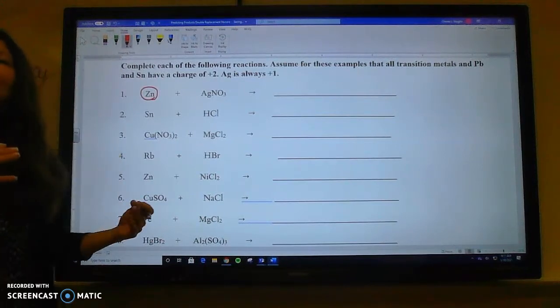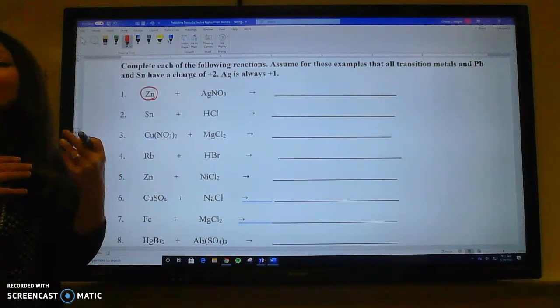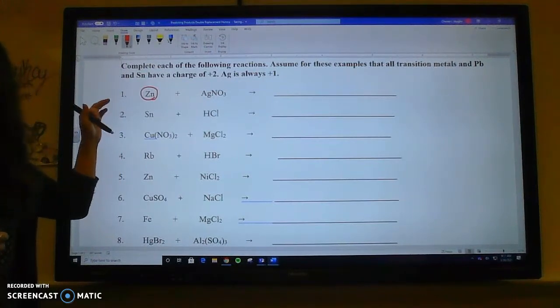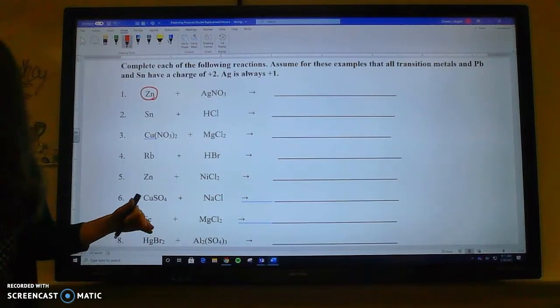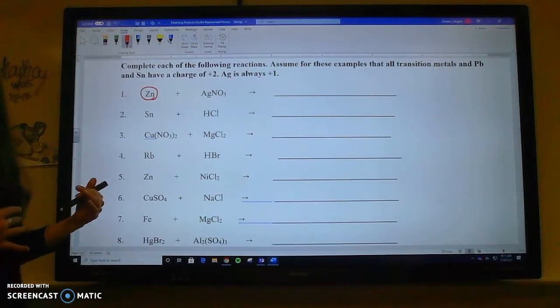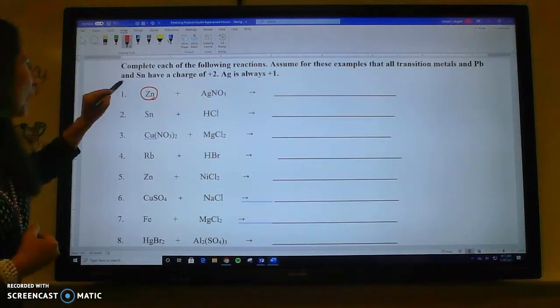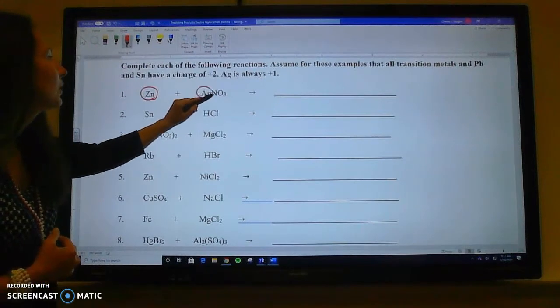A non-metal will replace a non-metal. I don't think I put any of those in here. Full disclosure, I haven't looked over all this to make sure, but I don't think I gave you any that are non-metals because that typically threw some people off in the past. So we have zinc, and it's going to replace silver.